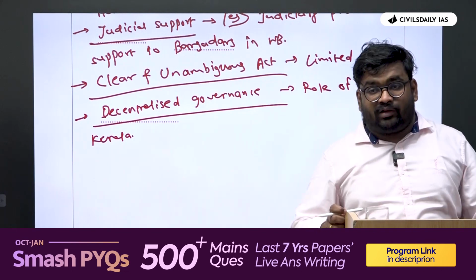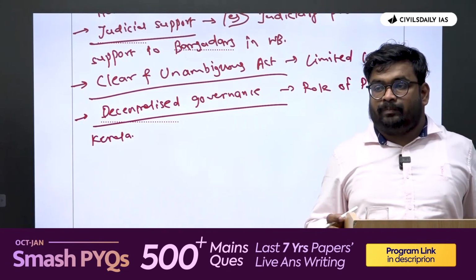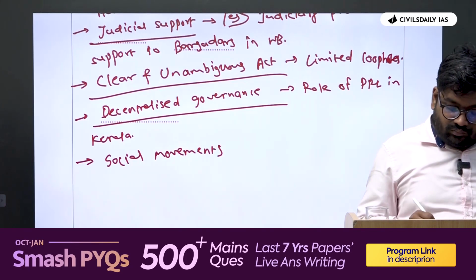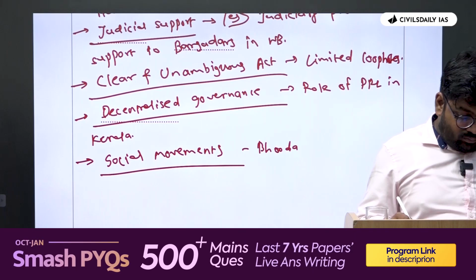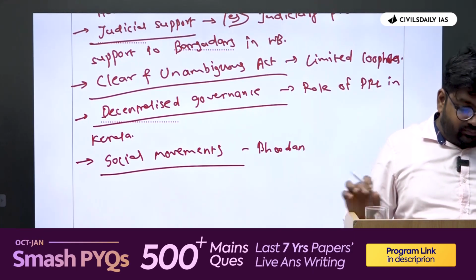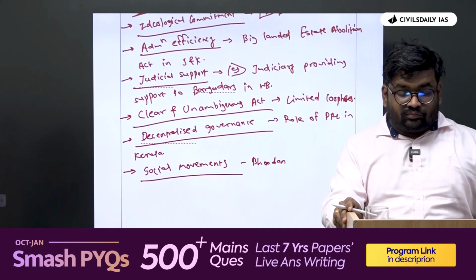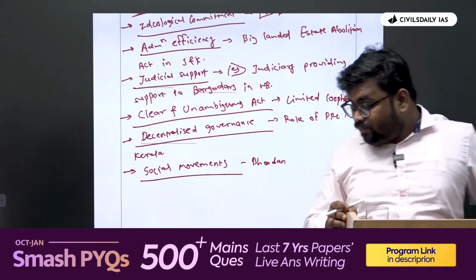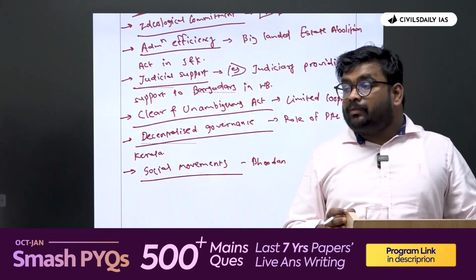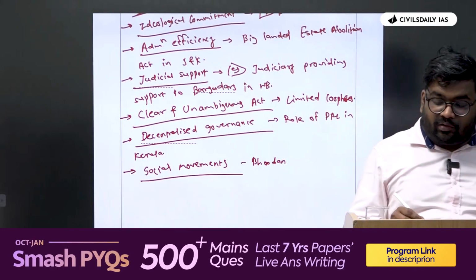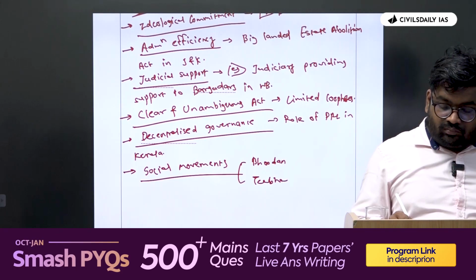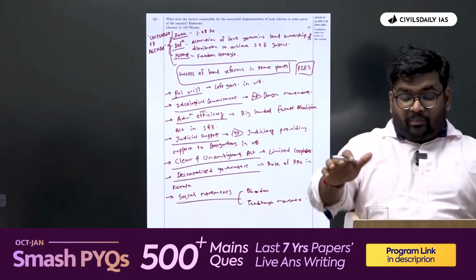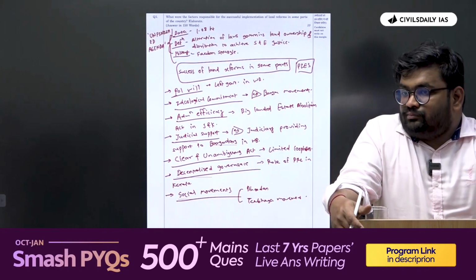So we are remaining with the social aspect. What about the social aspect? Bhudan movement. What else? Yes. What other type of social movements are there? The Tebhaga movement. That also you can mention, no? That's it. So success of land reforms in some parts. You have given the reason. Okay.